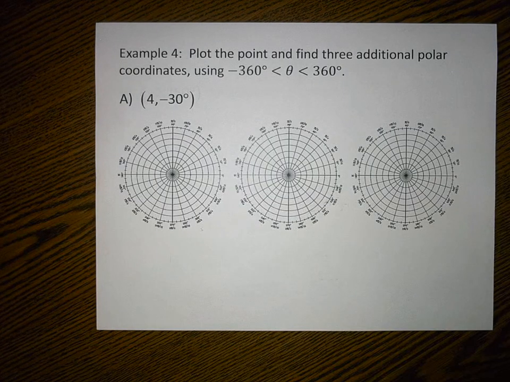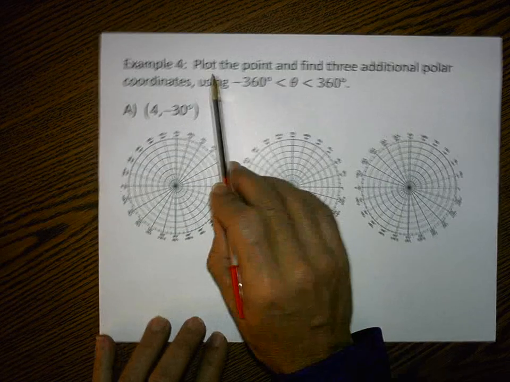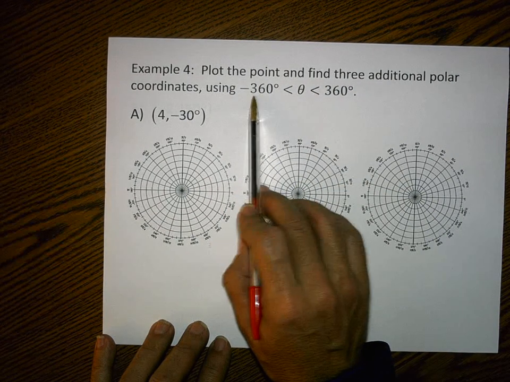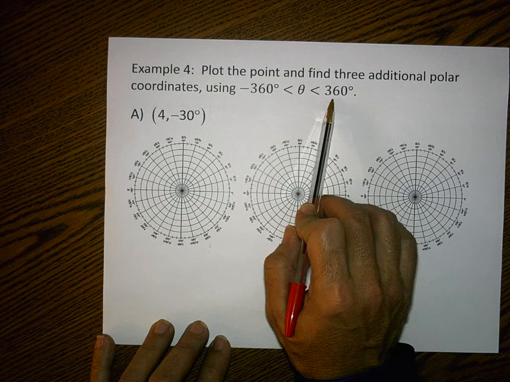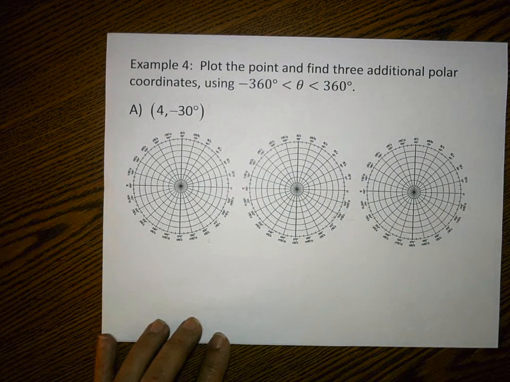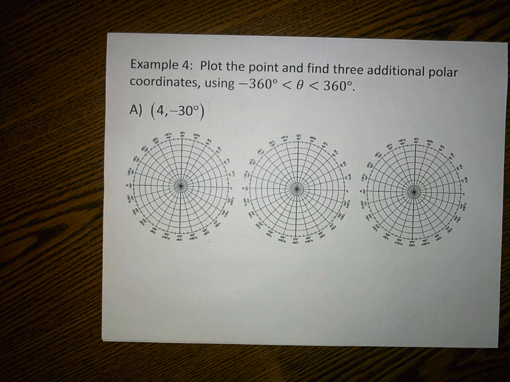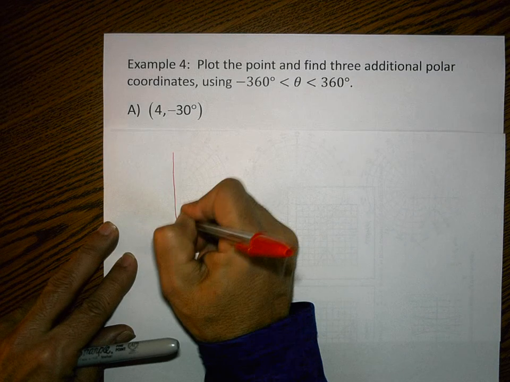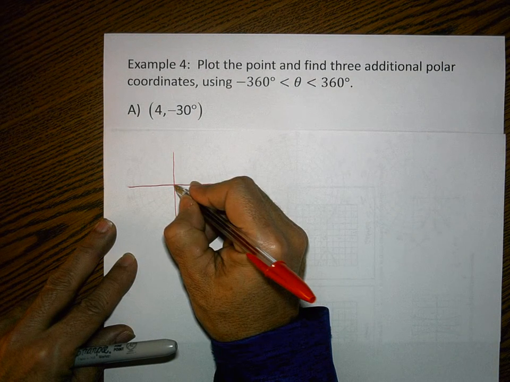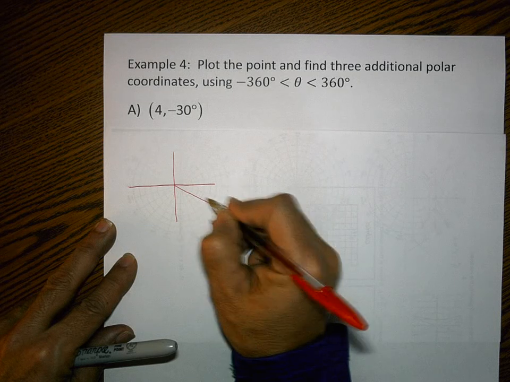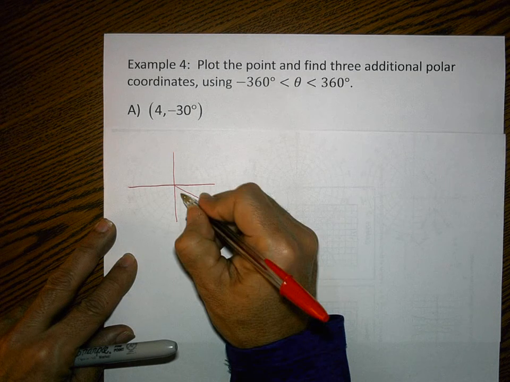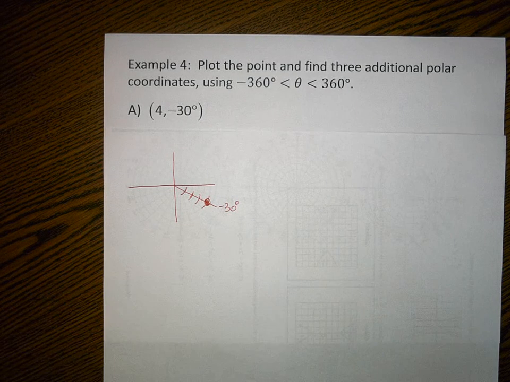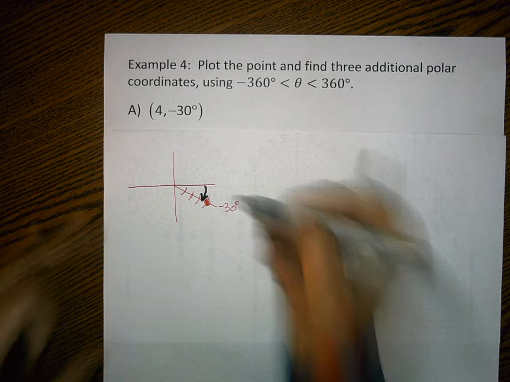Let's do another one. Plot the point and find 3 additional polar coordinates between negative 360 and positive 360. So they want us to use degrees instead of radians. All right, let me go ahead and use a clear paper because I find the grids very small and confusing. So let's go ahead and plot the negative 30 degrees, which is right here, and the radius of 4. 1, 2, 3, 4. Put the big point P right there. I came negative 30. Okay.